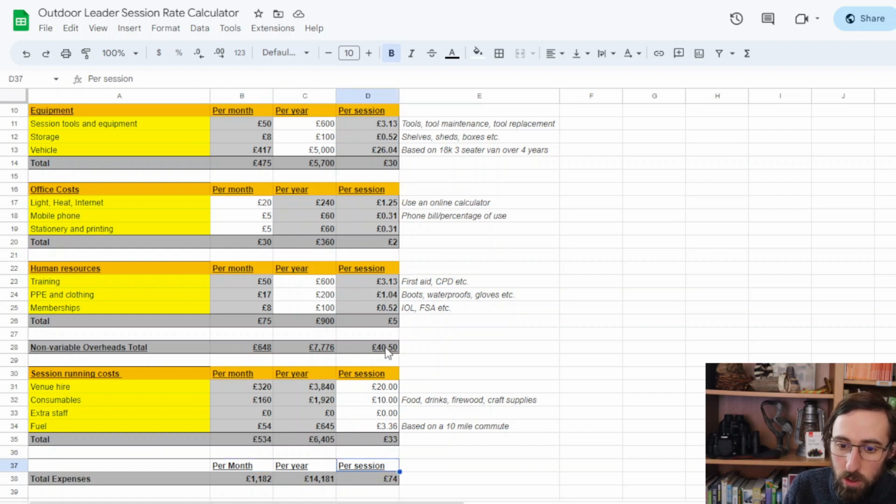So fill this out according to your own circumstances, but yes, it's going to be a big cost. Consumables, so this comes down to things like biscuits and hot drinks if you're offering them in a session. Some places won't let you gather your own firewood, so you'll have to bring in firewood. Craft supplies like string or pipe cleaners, whatever you're using for your sessions that you're not going to have after the session, this all sits in there. Wire for wreaths, all sorts of consumables.